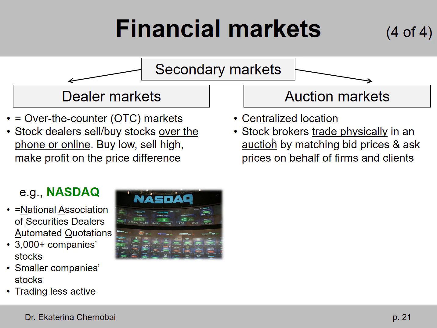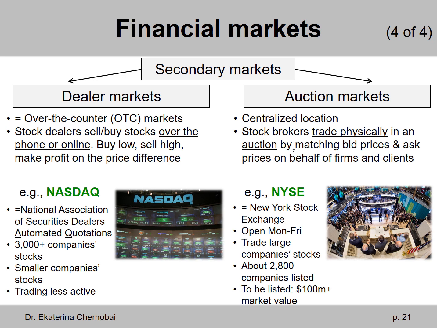The New York Stock Exchange is an example of an auction market, the second type of secondary market. This is a centralized location. There is a physical location on Wall Street in New York where stockbrokers are physically present to trade on behalf of their clients. It all looks like an auction. They're bidding their prices, and eventually the trade takes place.